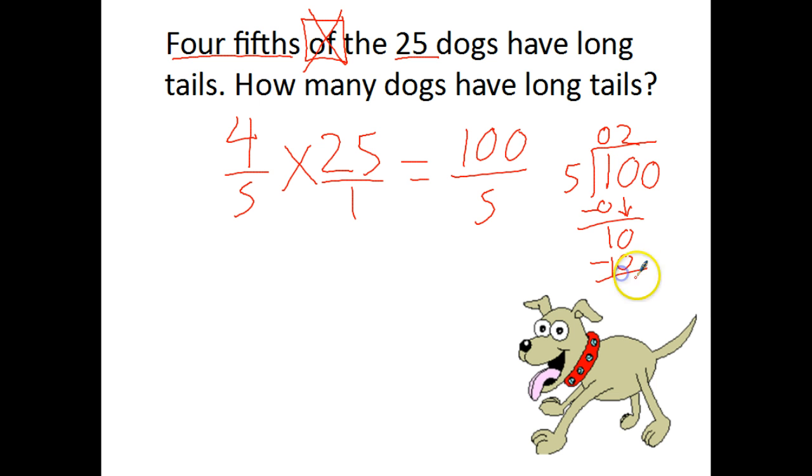And some people like to stop right here, but I notice I have 2 numbers on top and 3 digits underneath my box. So I've still got to bring the 0 down. How many 5s in 0? 0. When I subtract, there's nothing left.